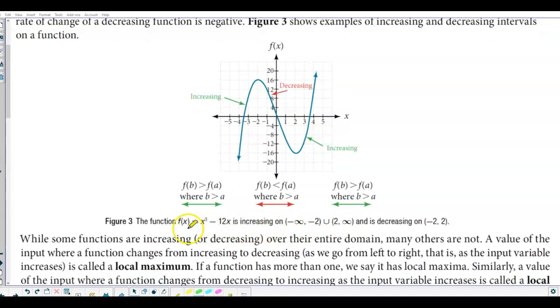So what it's saying here is that the function is increasing from negative infinity until it gets to negative 2. And then from negative 2 all the way to positive 2, you can see that it is decreasing. And then from positive 2 to positive infinity, it is increasing.